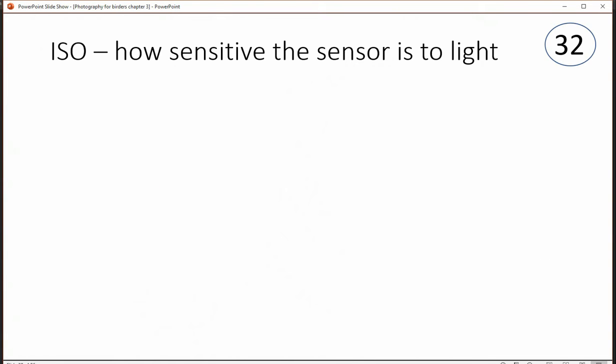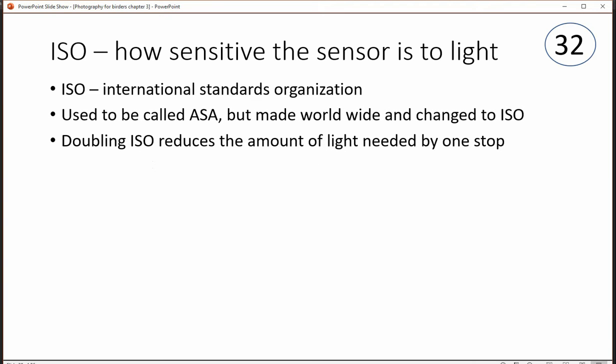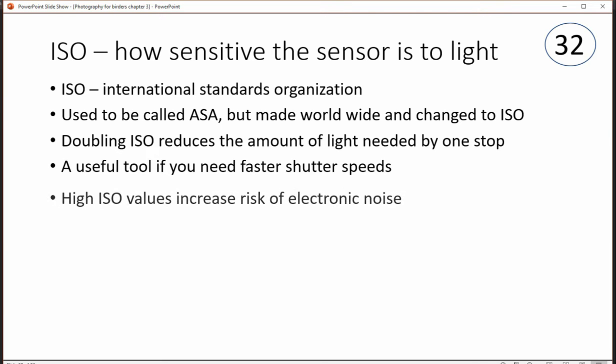We're going to talk a little bit about ISO, and then we're going to end this part, and we will do a second part. ISO is how sensitive the sensor is to light. ISO stands for International Standards Organization. Used to be called ASA, but we've done away with that a long time ago, and we use ISO now. Every time we double the ISO, we need one less stop of light, which means we can increase the shutter speed by a full stop. Very useful when you're looking at getting faster shutter speeds.